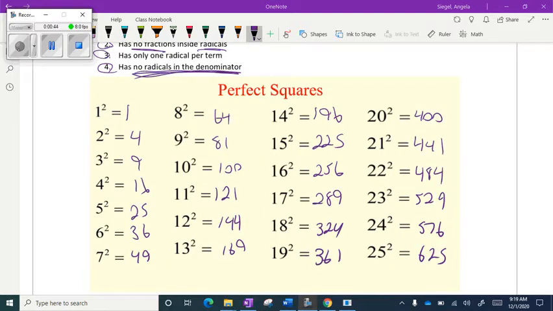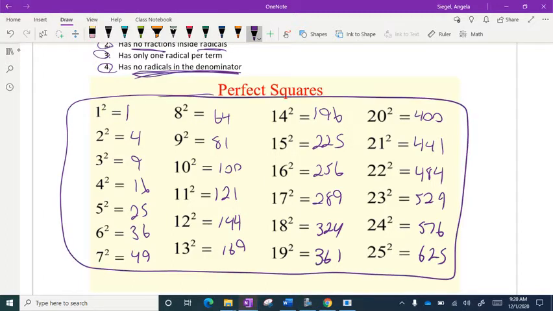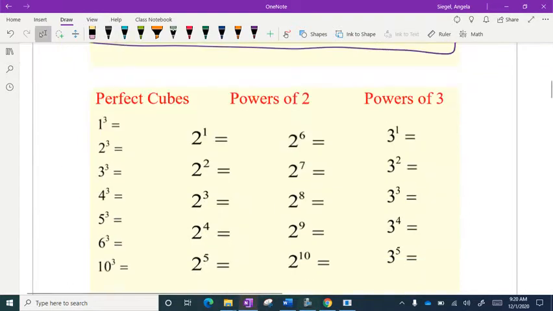A lot of times people have some issues with how to take the square root of this, or whether they can take the square root of this. So this is a nice list. All of these are perfect squares, and you can take the square root of all of these numbers. For instance, the square root of 289 is 17. The square root of 576 is 24. This is a handy reference to have.